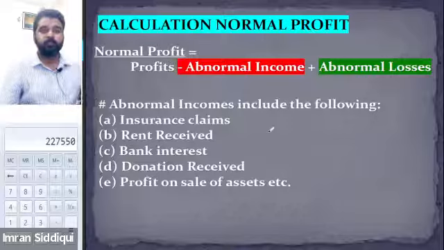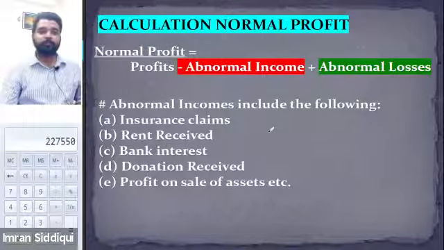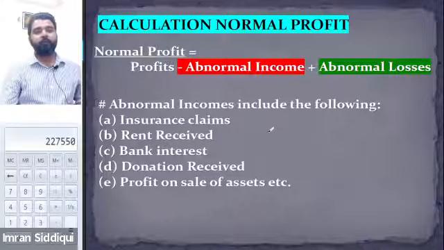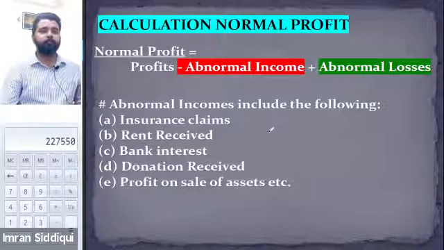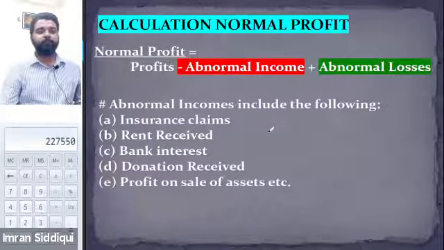Yeah, Mariam was saying charity. Yes, correct. That is right, Mariam. If our firm is receiving a charity or donation from government or from any other entity, then such incomes are also abnormal incomes.